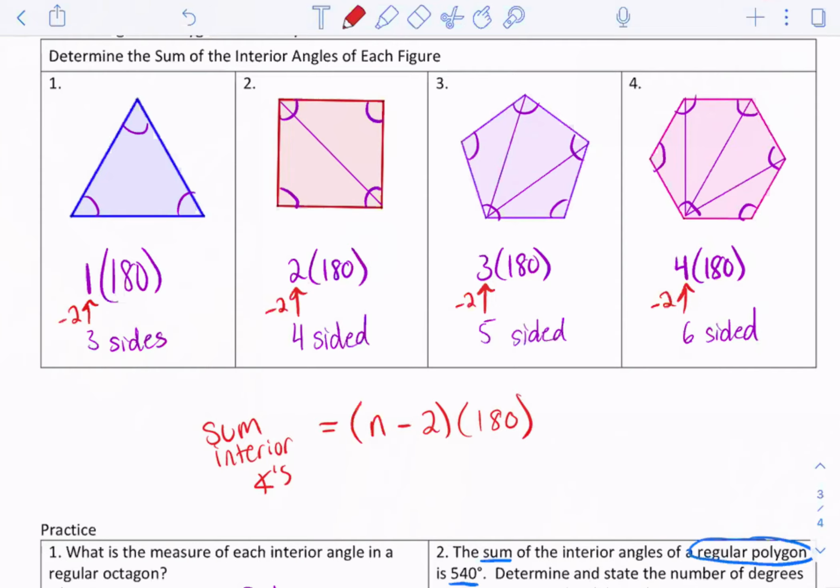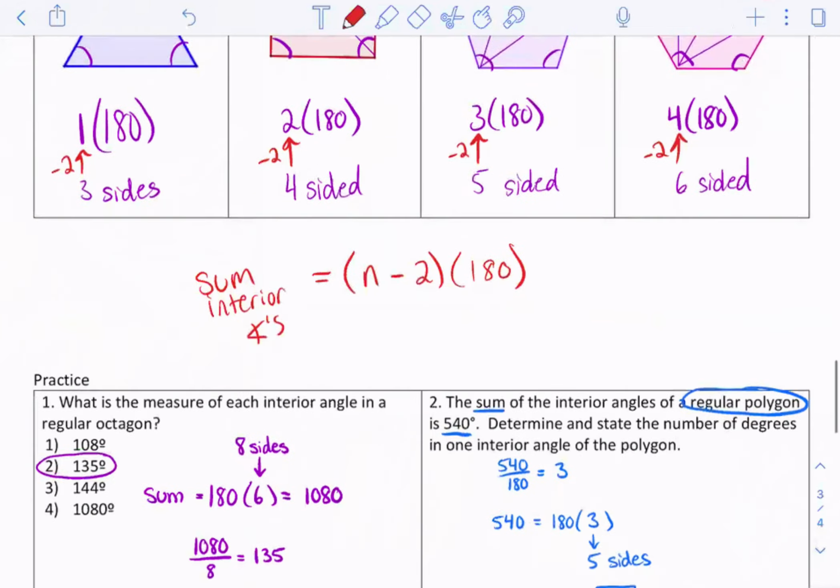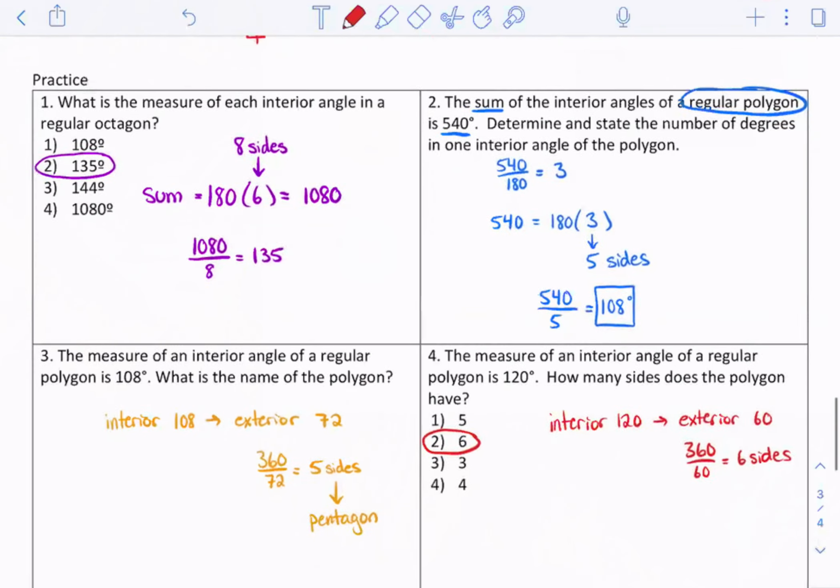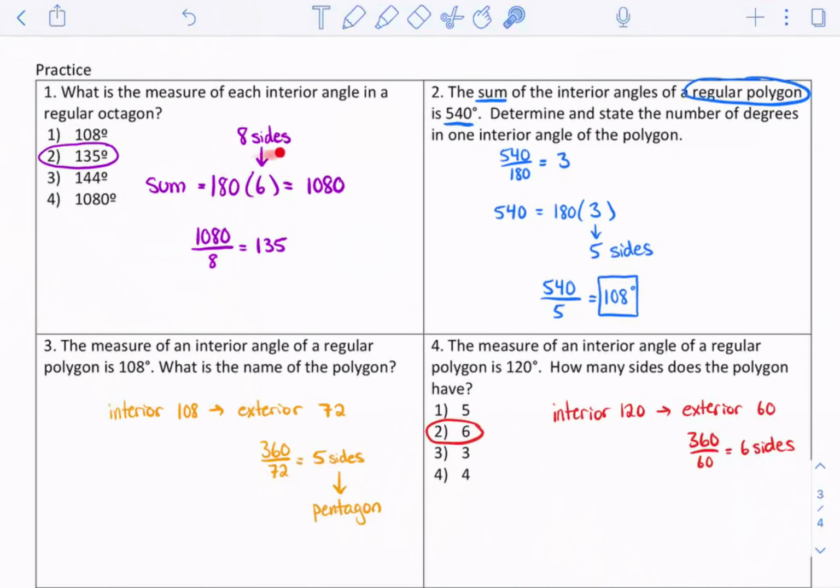So I have a few practice problems here which I've already completed. So notice what I do here. If I have an 8-sided shape, I'm going to have 6 triangles, so 6 180s. That means the sum of the interior angles here is 1,080 degrees. But it says what is each interior angle. So if the sum of them is 1,080 degrees and I have 8 sides, when I divide it by 8, that's each individual angle. So that's really how you have to do the math here.